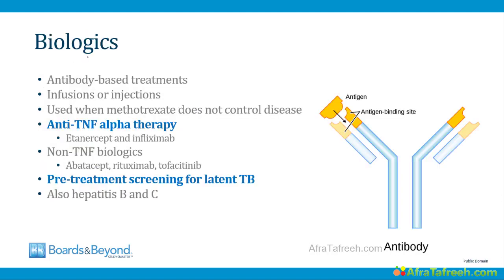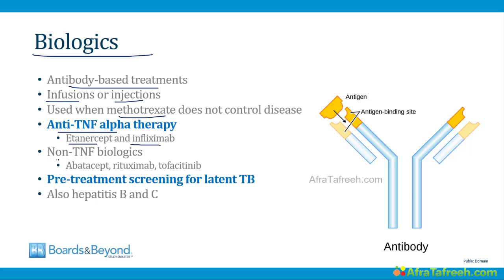Other treatments that can be used for rheumatoid arthritis are biologics. Biologics are antibody-based treatments, and they're given as an infusion or an injection. And these drugs are used when methotrexate does not control the disease. Some of the biologics that are used are anti-TNF-alpha therapies. These are antibodies that target TNF-alpha. These are drugs like etanercept or infliximab. And then there are also non-TNF biologics like these drugs I've listed here.